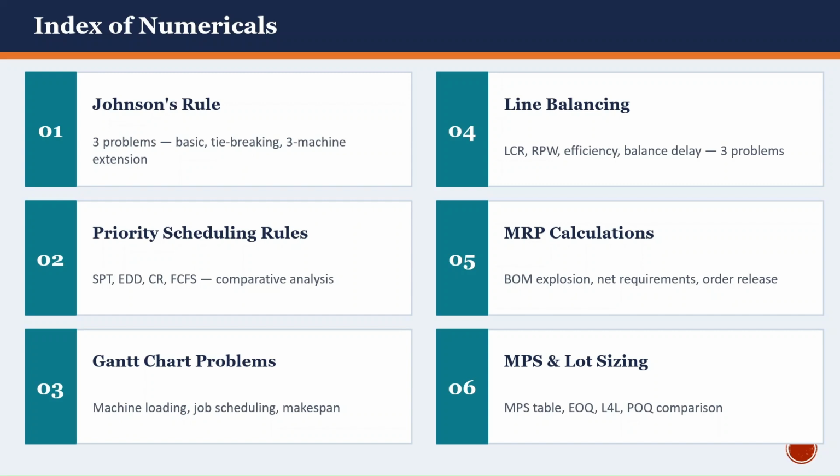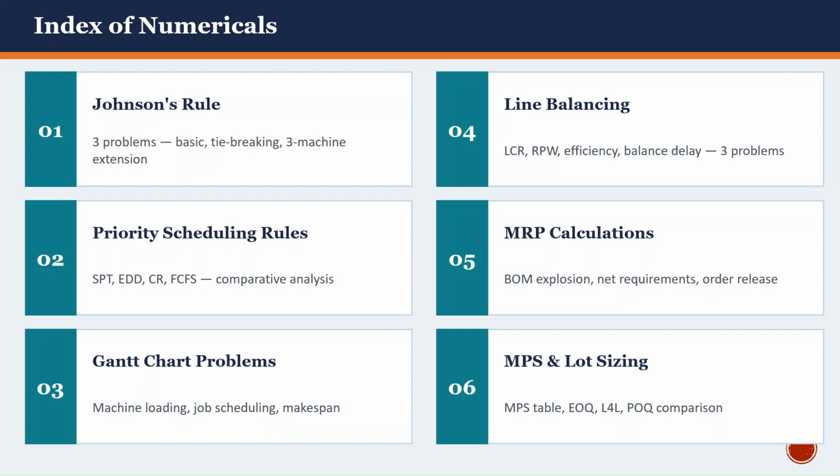So first of all, we'll be discussing about the Johnson's rule. So we already discussed this, but again we'll go in a brief elaborative way. Second thing that we'll discuss is about priority scheduling rules. So if I want to schedule the production, what are the priority scheduling rules? So this we have discussed. SPT, that is shortest processing time, earliest due date, critical ratio, first come first serve. So we'll study a comparative analysis of this.